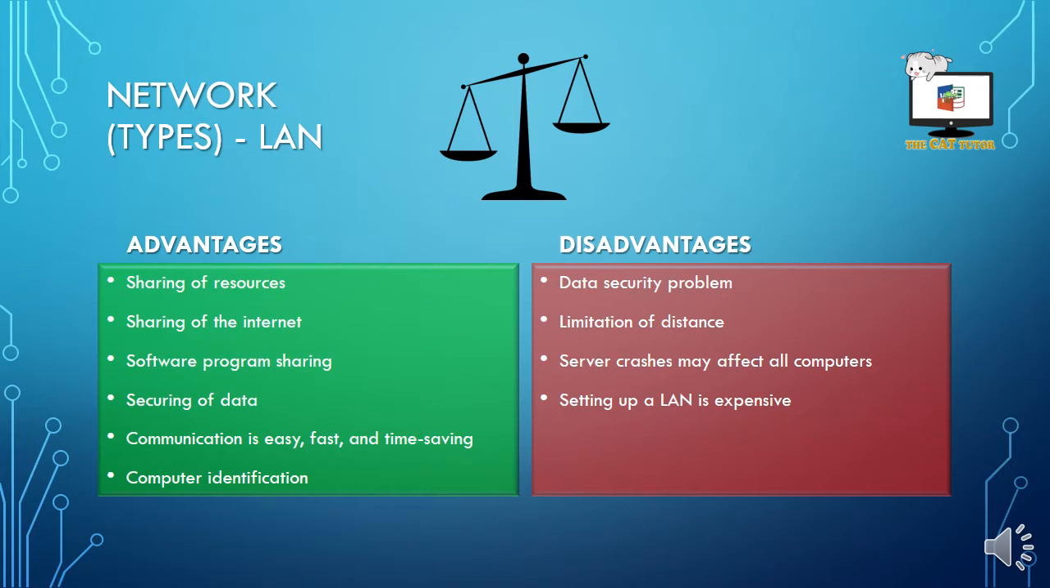Wireless LANs, on the other hand, once again, it's wireless. There's a lot of interference. The further away you are, the worse the connection is going to get. This is why limitation of distance is a very big problem when it comes to LANs.